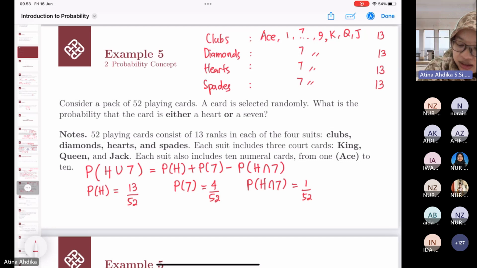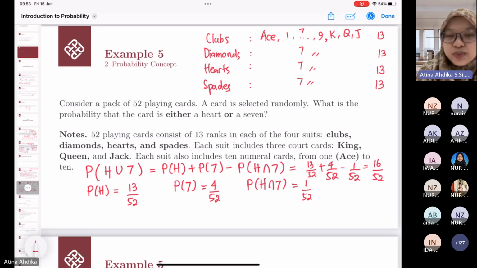So the answer for this question is 13 over 52 plus 4 over 52 minus 1 over 52. So we have here 16 over 52. 16 over 52, right. Okay, thank you, everyone.